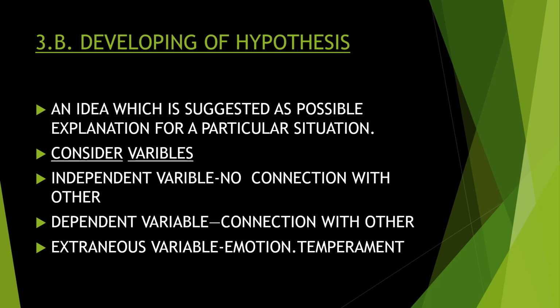Considered variable means there are certain variables connected to it. Independent variable means different factors are related to this hypothesis. Independent variables have no connection with others. There is no connection. It is independent. Dependent means it is connected with others, and extraneous variable means the variable which can influence both independent or dependent is called extraneous variable. Understood? That is called extraneous variable.